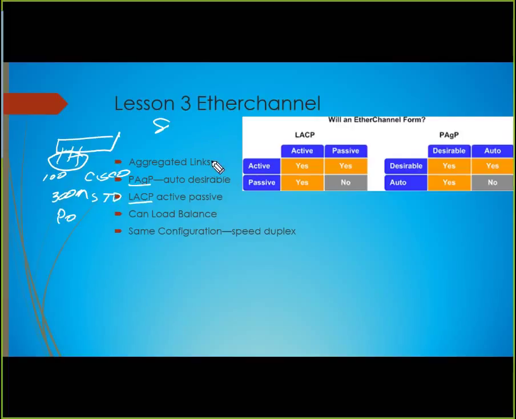Will it form an EtherChannel? And we could also have on, which, as we saw, is really not recommended by most people because of the possibility of creating loops with these things. So in LACP, we have active and passive as the two options when we configure the mode. If we have active and active, we will form an EtherChannel, and active and passive. Passive and active obviously will. Passive and passive will not do that. We can't mix these two. We can't have an active and then a desirable.